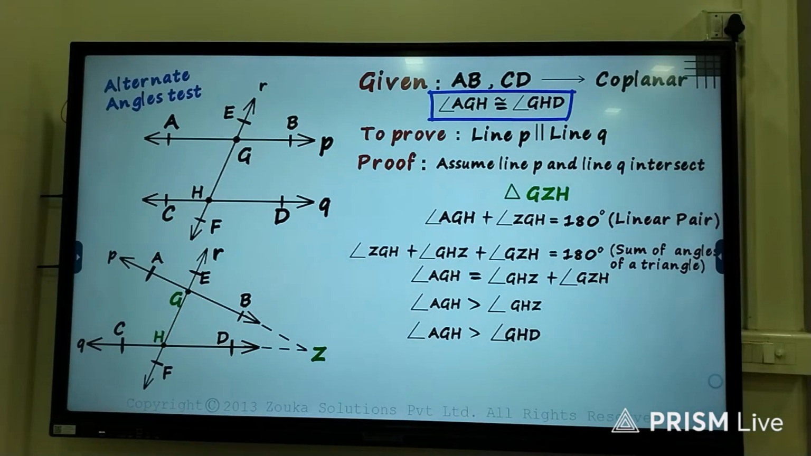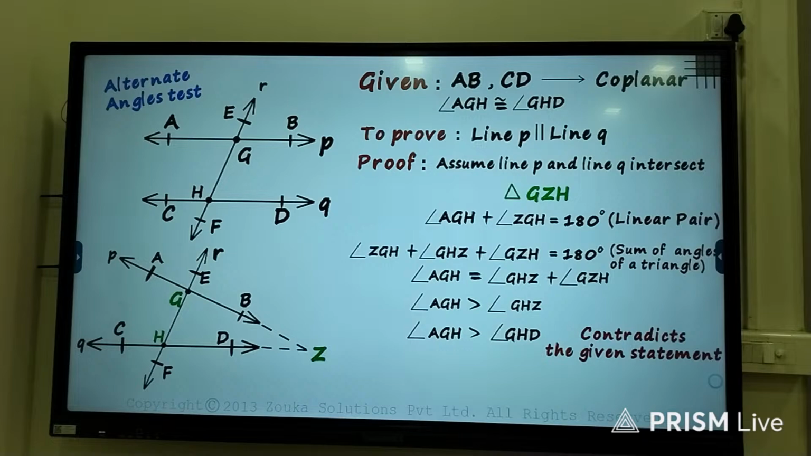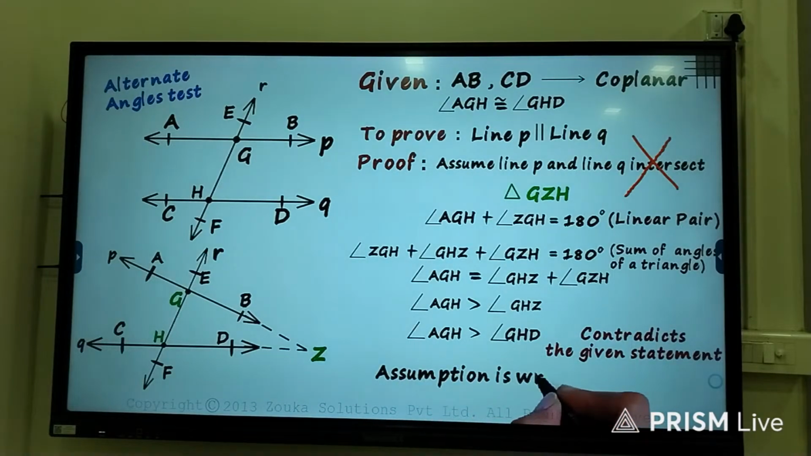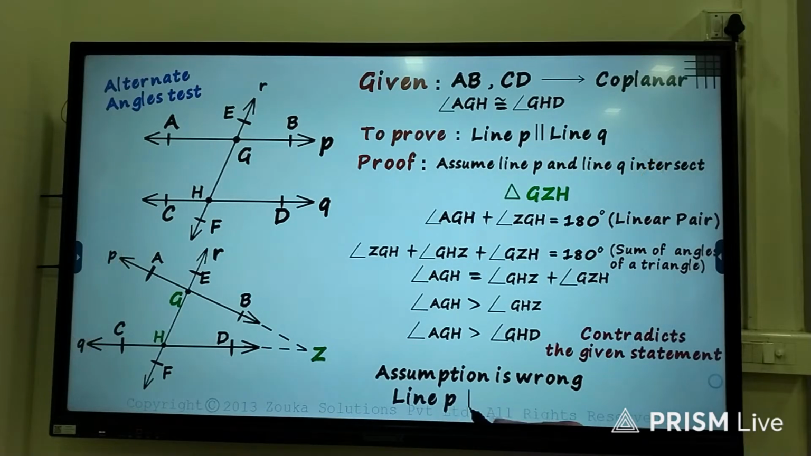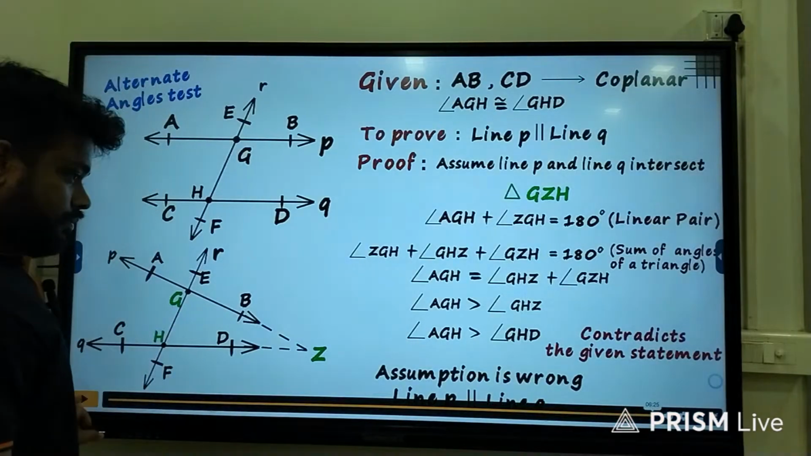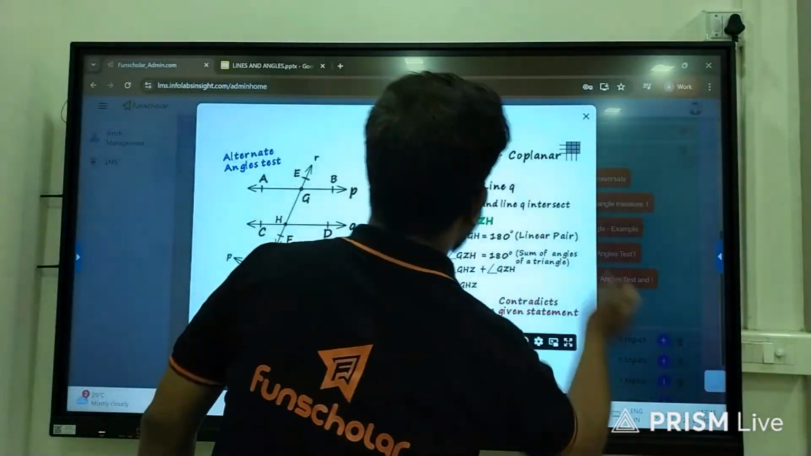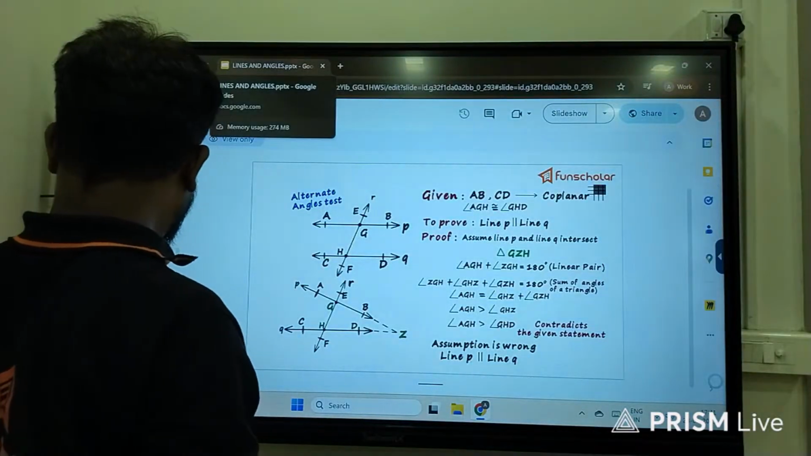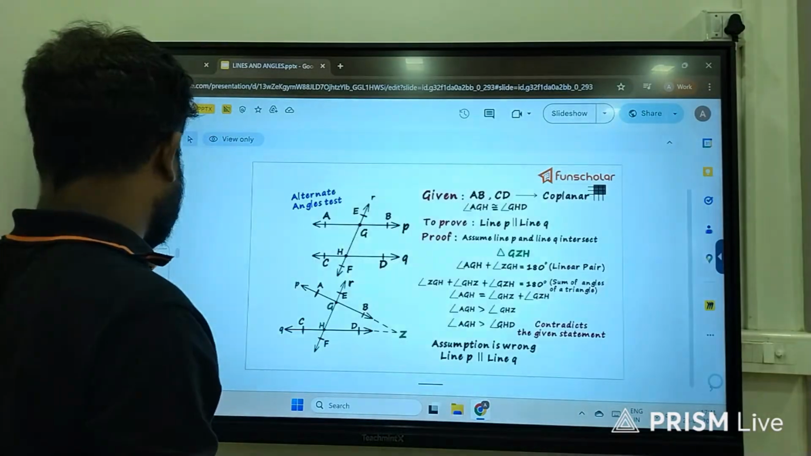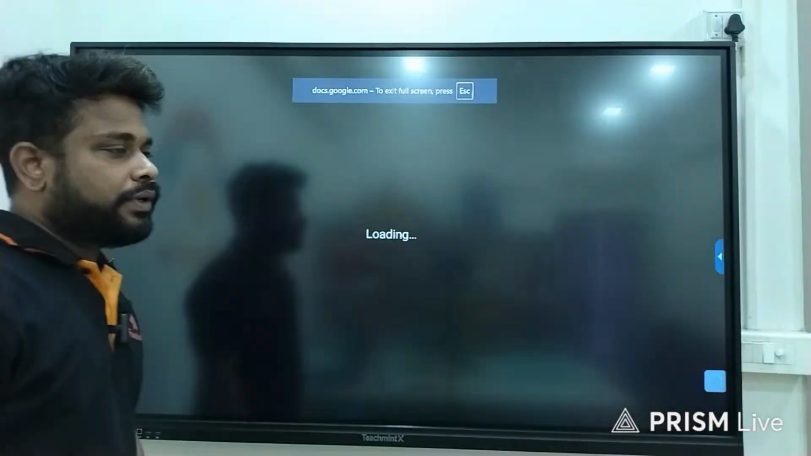But the given statement says that these two angles are congruent. So our assumption contradicts the given statement. So our assumption turns out to be wrong. And if line B and Q intersecting is wrong, then line B has to be parallel to line Q. Okay, so this one was the alternate angles test, and the video is done.